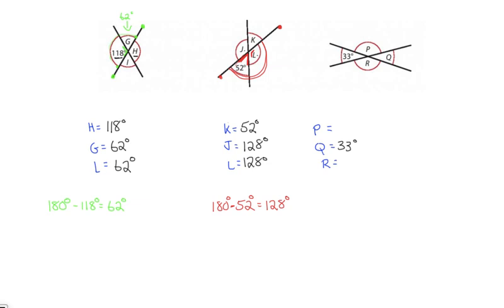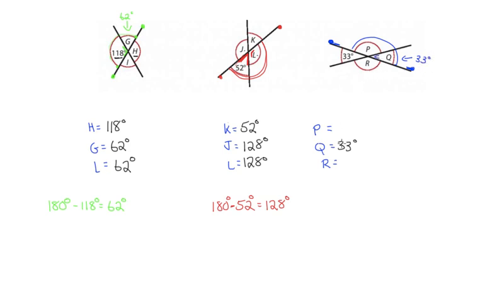Now I'll use a different color. I will get a blue, and we are going to look at here to here. So our angle like that. Remember, a straight line is 180 degrees, and we just figured out that Q is 33 degrees.